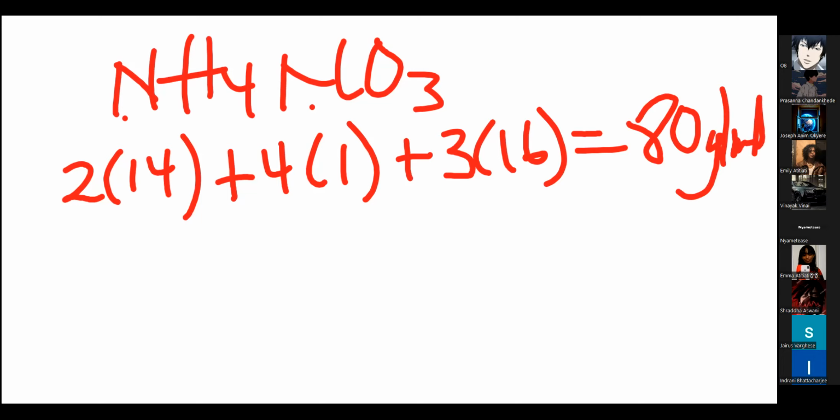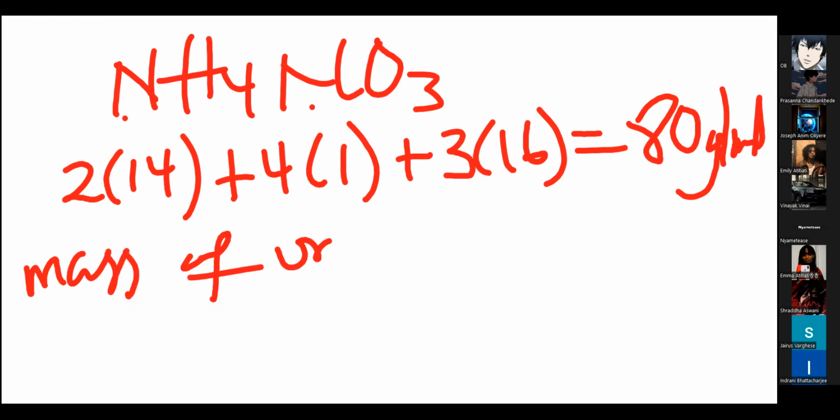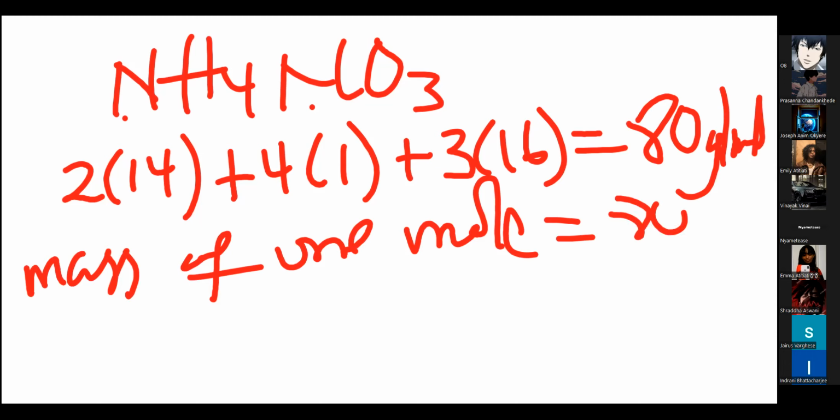Okay, very good. Thank you, Jairus. 80 grams, 80 grams per mole. Now, if I write it in words, and that's what you see in your worksheet, mass of 1 mole, you see 80 grams. Because they put of 1 mole, yes, they are right to put 80 grams there.